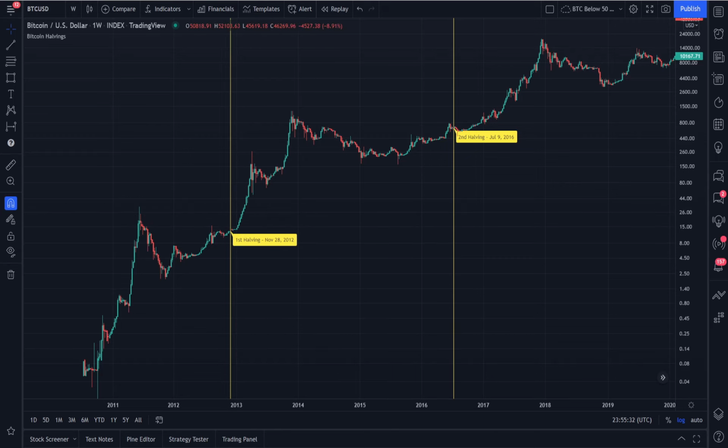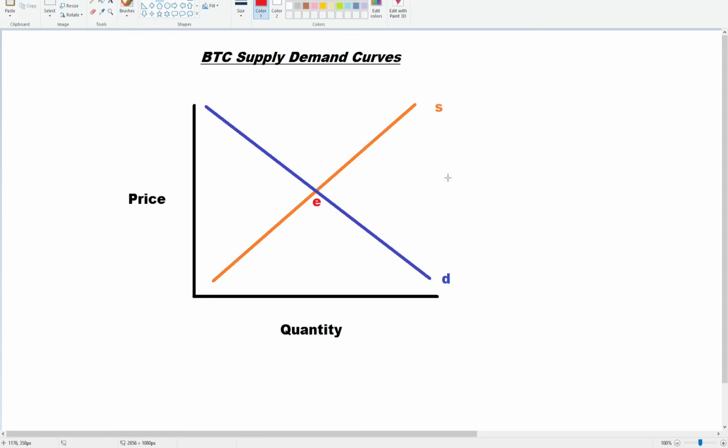Okay, so we can look at that one other way quickly. So this is a supply and demand curve, all right? And what this basically shows is here's a quantity of any good and here's a price of any good.